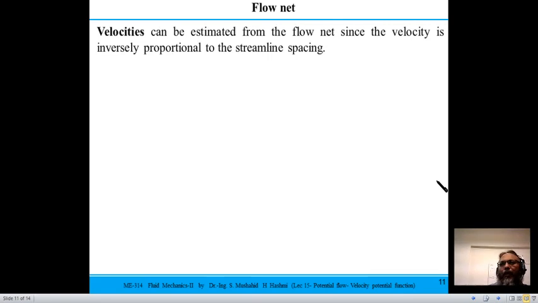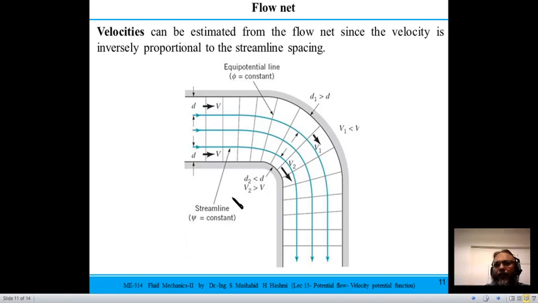If you look at some examples, the good thing about a flow net is that once you have knowledge of the stream function and velocity potential function, you can plot the family of those lines. Once you plot them, you end up with a figure called a flow net. Look at this flow over a 90-degree bend. The colored lines are the streamlines, and the gray orthogonal lines are velocity potential lines, or equipotential lines.